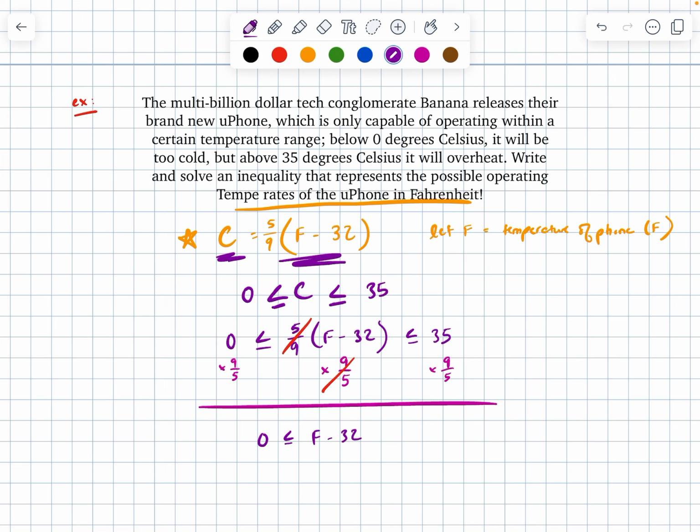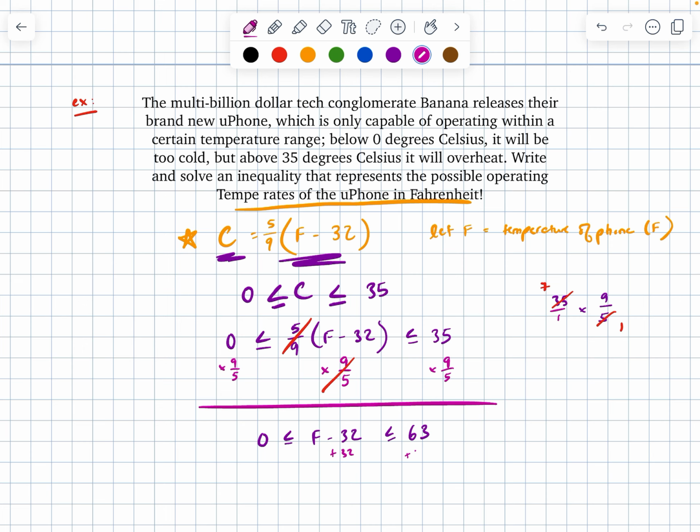On the left, this is easy. 0 times anything is 0, so 0 times 9/5 will be 0. Let's figure out what 35 times 9/5 is. Well, if I want to do 35 times 9/5, think of 35 as 35 over 1. Notice here, I can cross simplify the 35 and the 5. 5 goes into 35 7 times. 7 over 1 times 9 over 1 gives me 63.